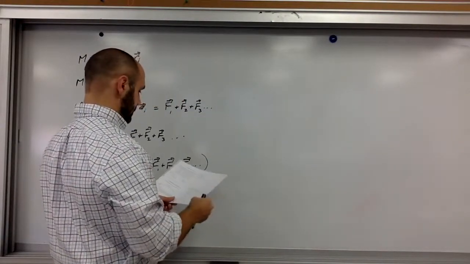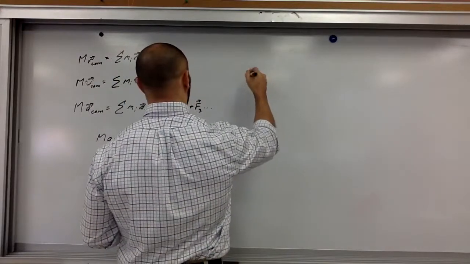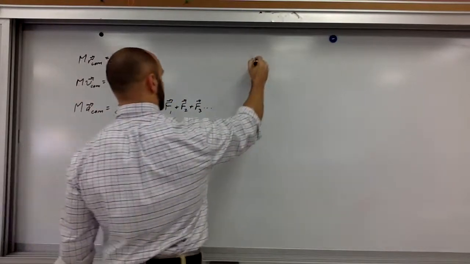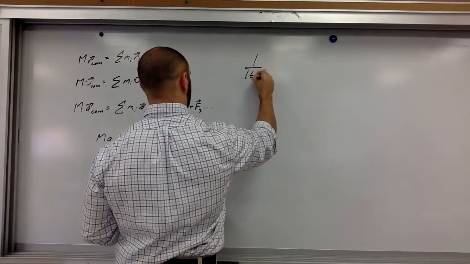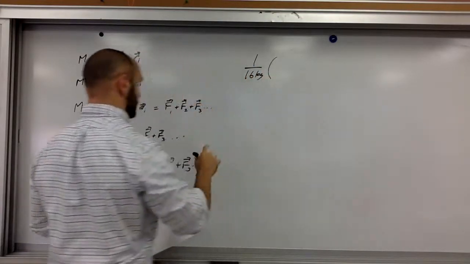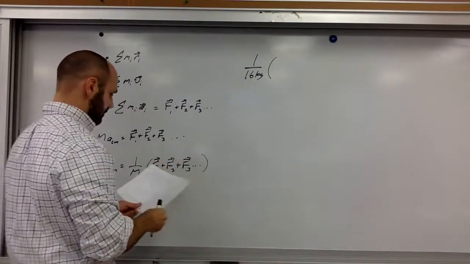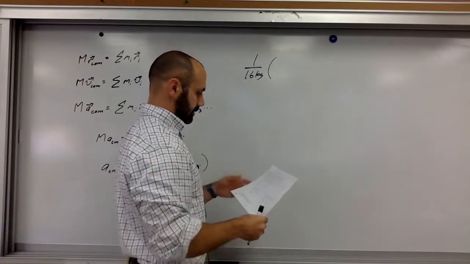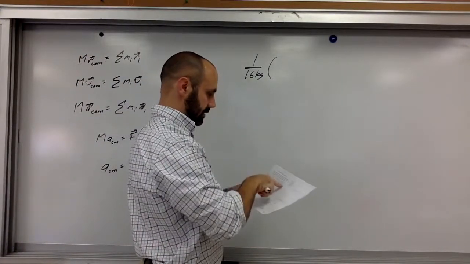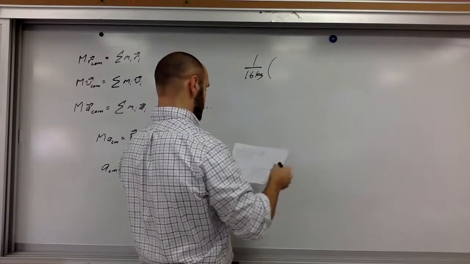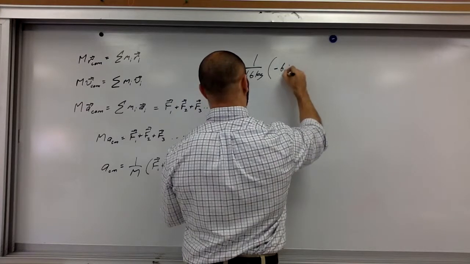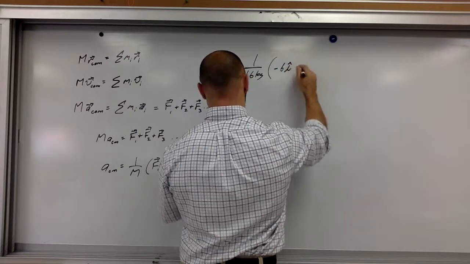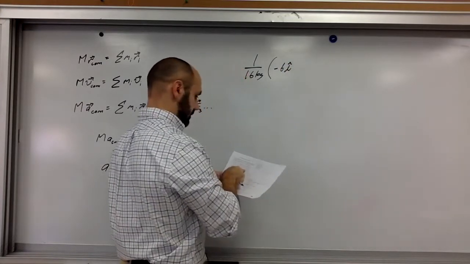So all we have to do here is take 1 over the total mass. And what is the total mass in this case? It's 16 kilograms. And multiply it by all these forces. Now the forces end up being 6 newtons at 180 degrees. So that is, let's say, negative 6I.